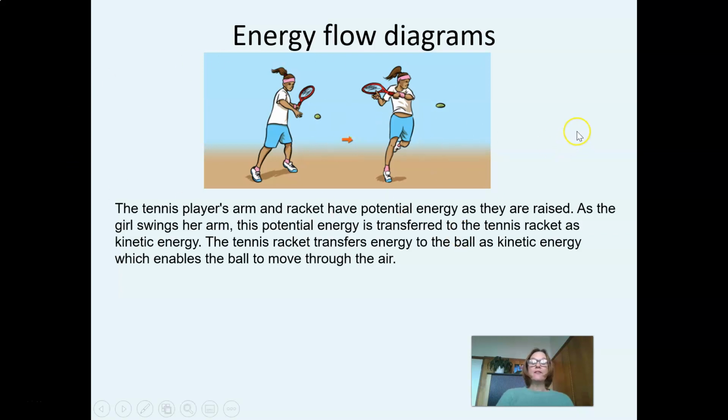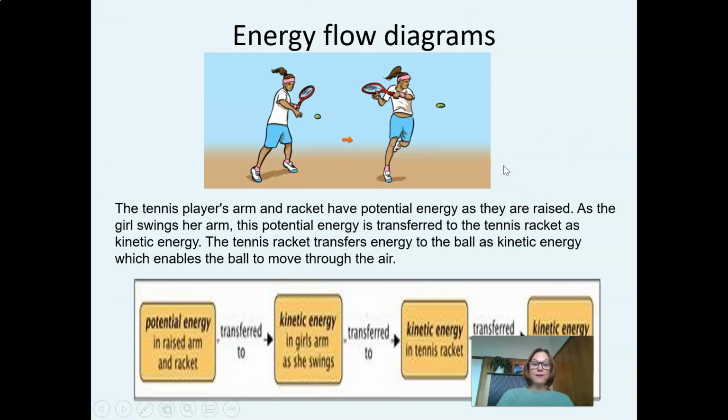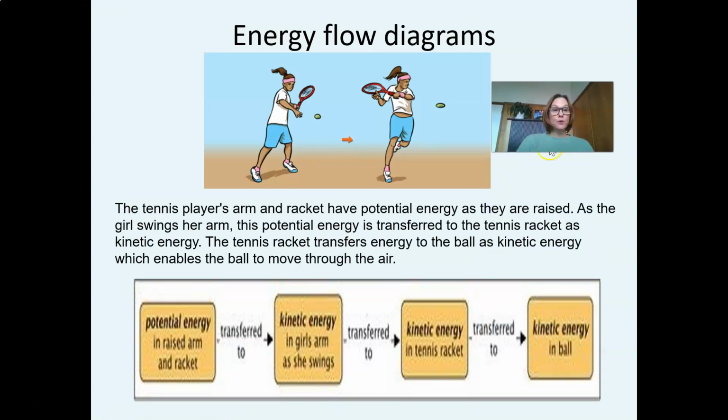And if I had to show this in an energy flow diagram, this is what it would look like. So the potential energy, the input energy, is the raised arm and the racket, transferred to kinetic energy in the girl's arm as she swings, transferred to kinetic energy in the tennis racket. That energy is then transferred to kinetic energy in the tennis ball. The input, the process, the output.